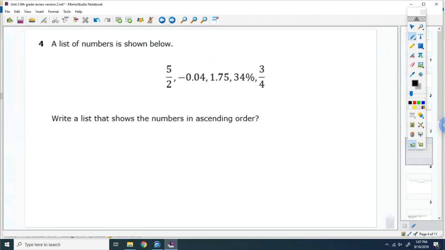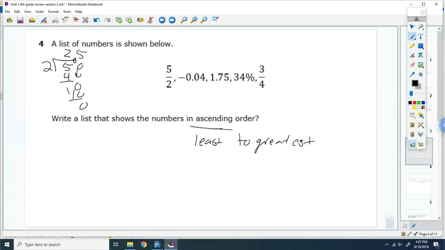All right, number 4. A list of numbers is shown below. Write a list that shows the numbers in ascending order. Ascending means to go up. So you're going to go from least to your greatest number. So I have to change 5 over 2 to a decimal. So you're going to divide 2 into 5. So 2 goes into 10 5 times. So this would be 2.5.